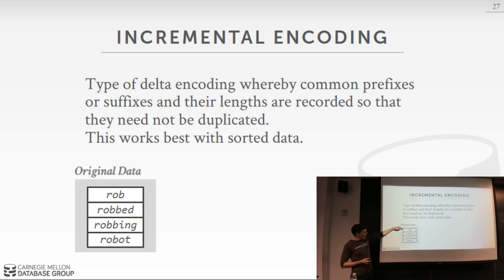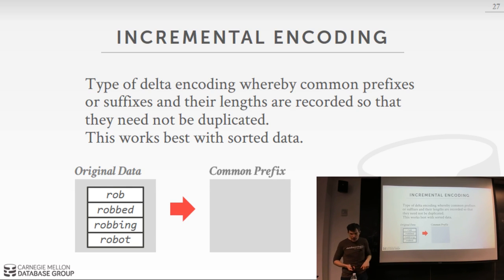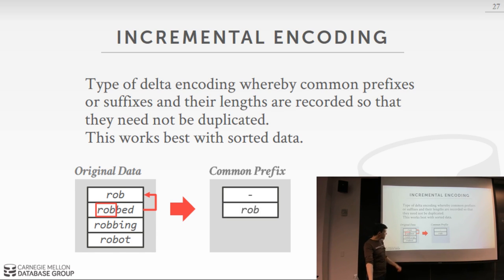So I have my table: Rob, Robbed, Robbing, and Robot. The first thing we see is that we start with the first value, and we always store that in its original form, so there's no change there. But then we need to figure out what prefix each tuple shares with the previous one. In this case, Robbed shares ROB with the one that comes before it, so its prefix is ROB. Same for Robbing, it actually shares four characters because it shares ROBB, and then Robot just shares ROB.